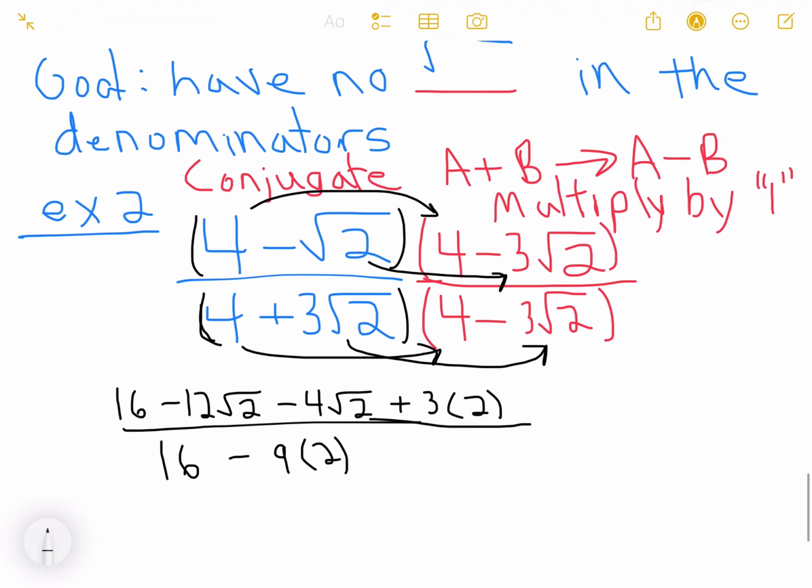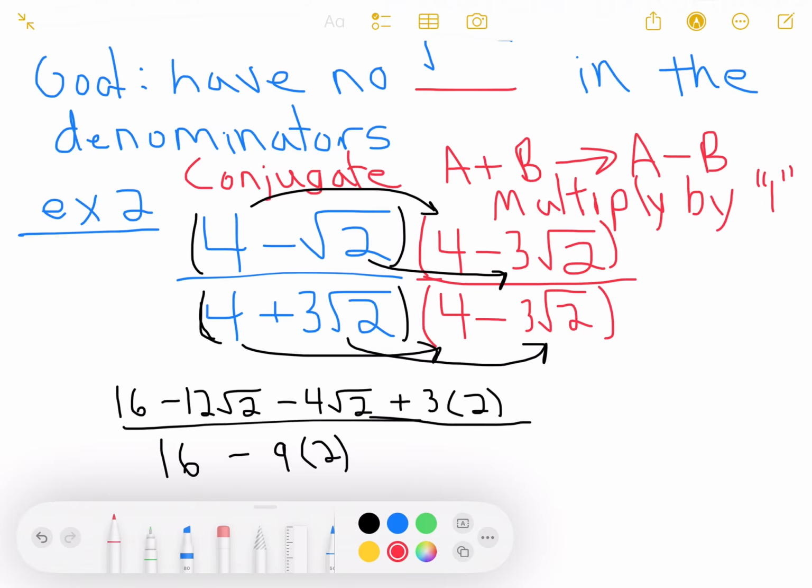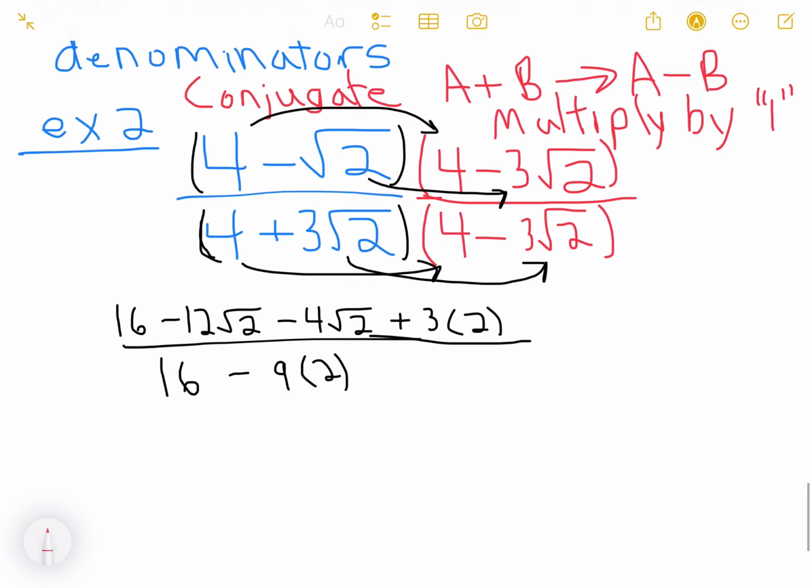Now on the bottom here, so that was the top and the bottom. Let's change the color here again. The bottom's easy. I have 16 minus 18. What's 16 minus 18 except for minus 2? And then here I have two things to combine, these two middle things. So I have minus 12 root 2 and I have minus 4 root 2. What's that except for minus? If I owe somebody 12 and I owe somebody 4, then I owe them 16 total. So I have minus 16 root 2.